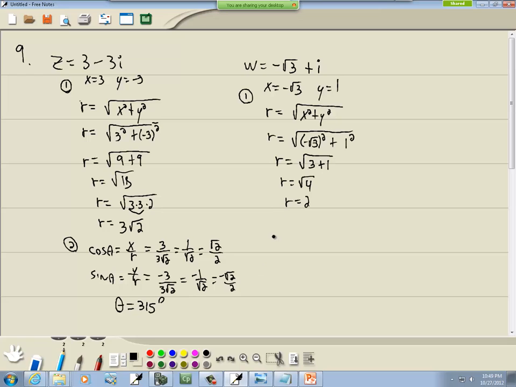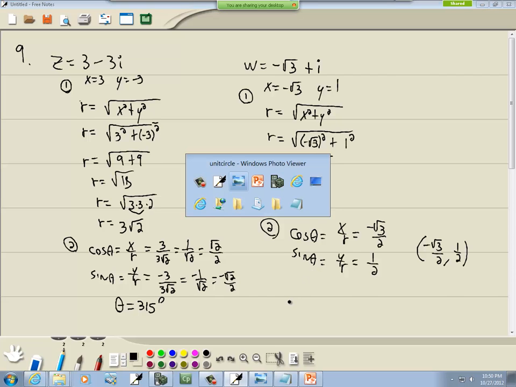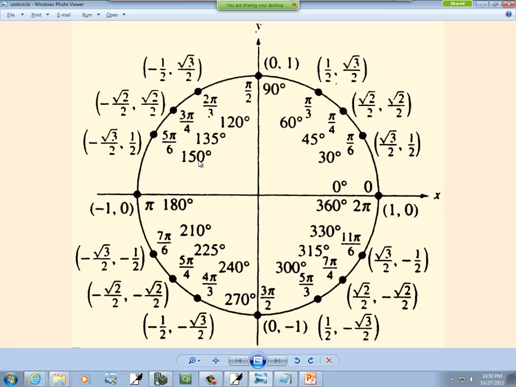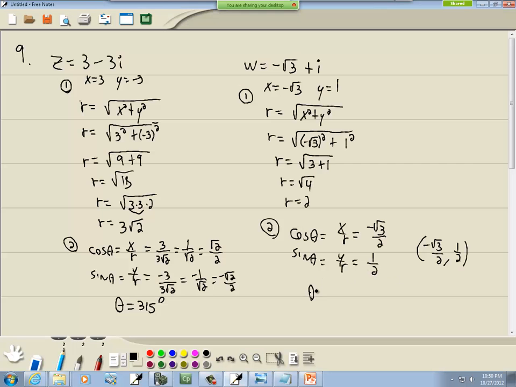Okay, for this one, again, I'm pretty sure it's on the unit circle. So we got cosine theta is equal to x over r. X is negative square root of 3 over 2. And sine is equal to y over r. Y was 1 over r, which is 2. So looking for the point negative square root of 3 over 2 and 1/2. 5 pi over 6? What would that be? Okay, 150 degrees. I wish I was better at degrees. I can think radians, I just can't think degrees.